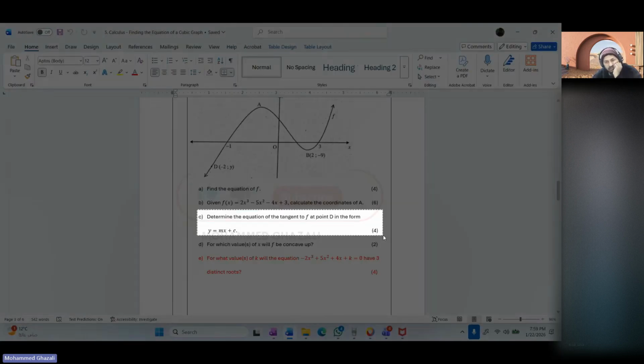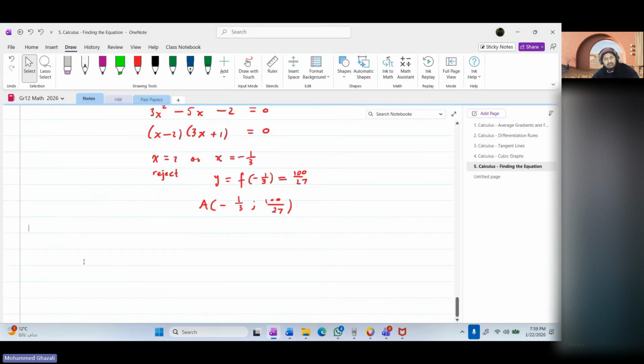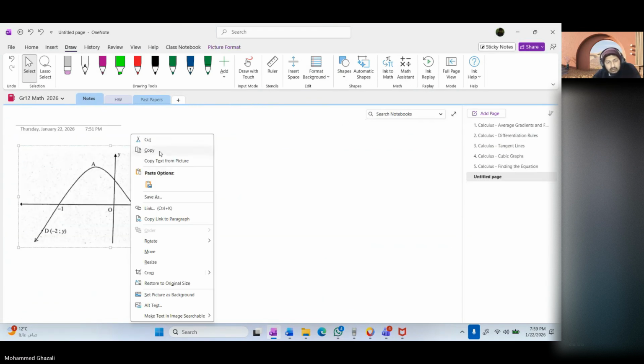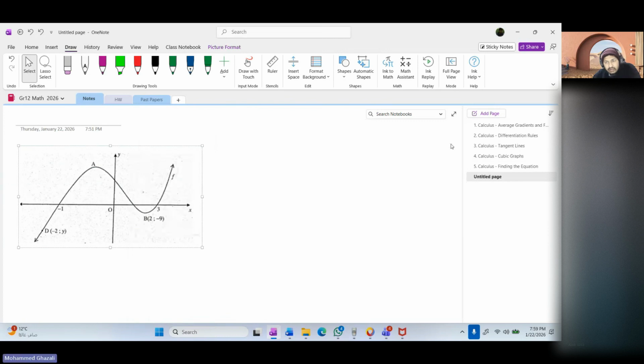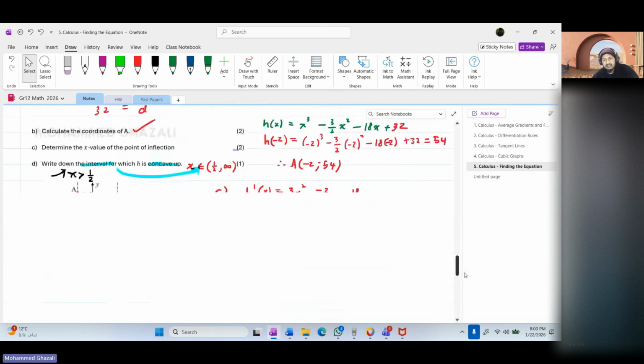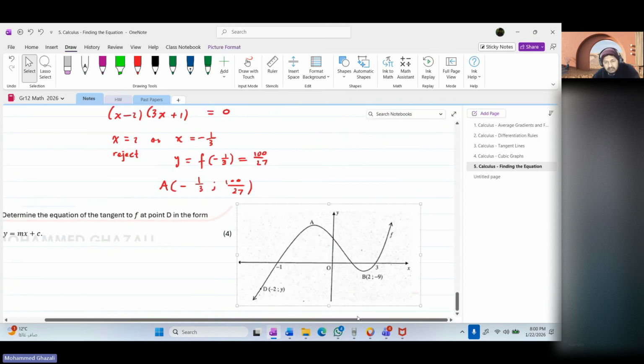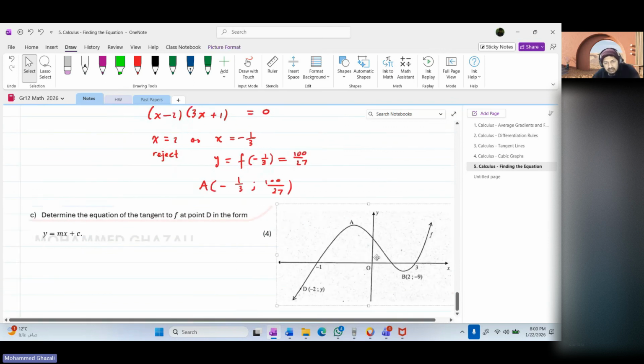See what they're asking you in C. Find the equation of the tangent in the form y equals mx plus c. So to find the equation of the tangent at point D, you need to go and find point D first, right? So let's find point D first, because they want to find the equation of the tangent at point D. So you are basically finding the equation of this line here.